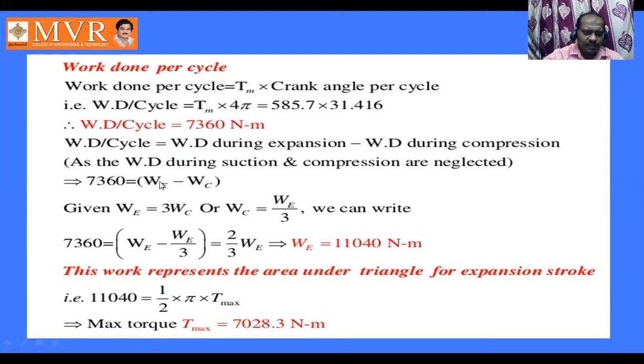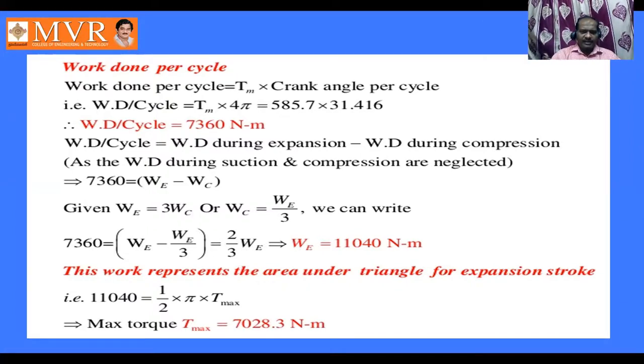Work done during expansion is equal to compression. It is observed that expansion is 3 times the compression. So WE is replaced with 3WC, or WC is equal to WE by 3. Substitute that value in C. So that is 7360 equals WE minus WE by 3. So 2 by 3 into WE. So WE is equal to 11040 Newton meter.